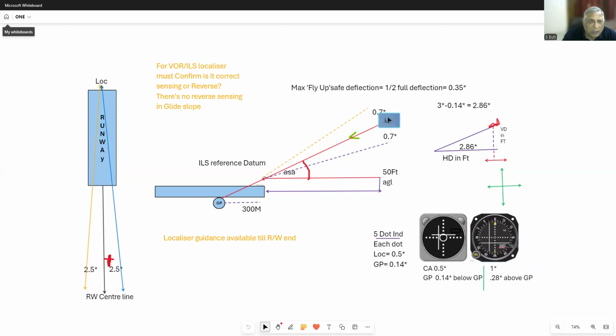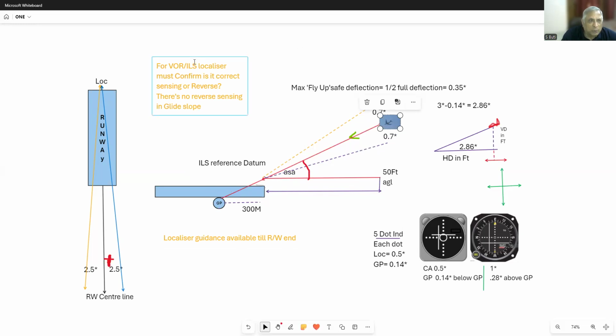Another point I would like you to remember is that when you are descending, you are using localizer and glide path both. As you come here and are preparing yourself for landing, remember, after 300 meters, glide path is no more available to you. It is left behind, and localizer guidance will be available till the runway end. So even after landing, you can use the localizer.